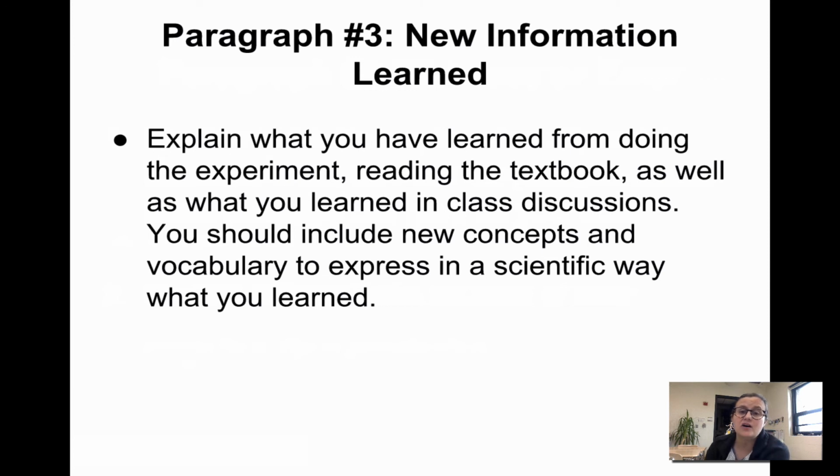Paragraph 3 is all about new information that you've learned. So you're going to want to explain what you've learned from doing this experiment and maybe previous experiments, from reading the textbook, class discussions, other practice problems that we've done. Make sure you include new concepts and vocabulary in your new information learned, and you're going to want to express them in a scientific way. You'll also want to make sure that you explain how this relates to the lab that we are doing.